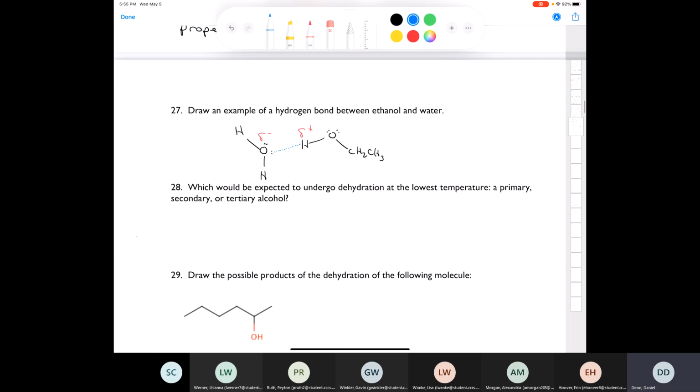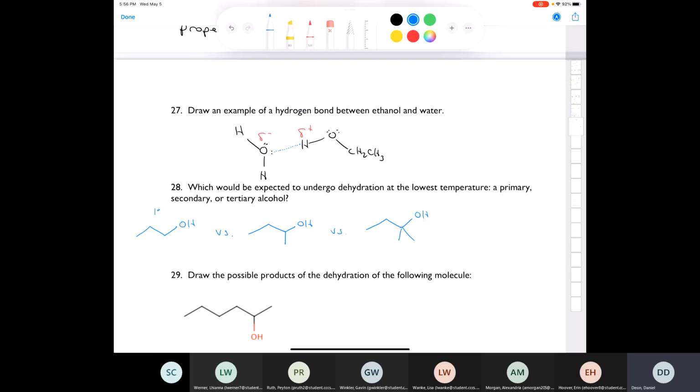Let's say we had a primary alcohol. We'll have propanol. So this is primary. If we had a secondary alcohol, I chose 2-butanol. We could have chosen anything else. And then if we have a tertiary alcohol, okay, let's say we have this, okay? So this is 2-methyl 2-butanol.